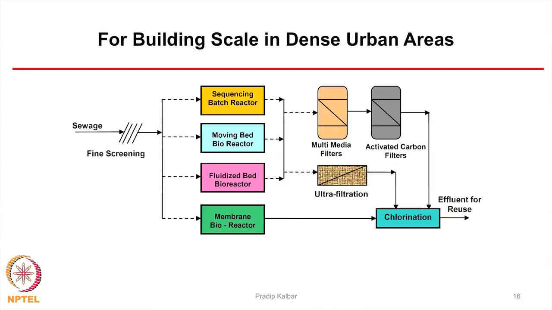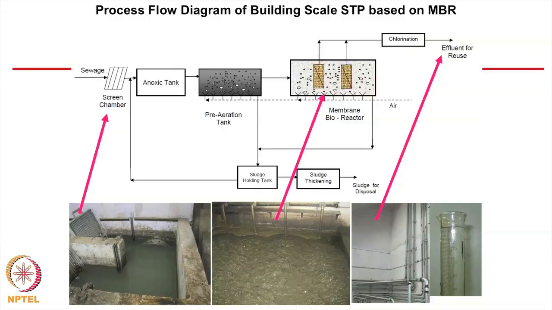And you have to disinfect, and then you can maybe recycle for secondary purposes such as air conditioning, gardening, car washing, those kinds of things. And this is one of the treatment plants for a high-rise building at the basement, where you have this particular screening of the sewage. It's at building level in the basement, and this is called a membrane bioreactor. So basically it's a combination of biological activity and membrane filtration. Both are placed together. I'll explain how it works later.